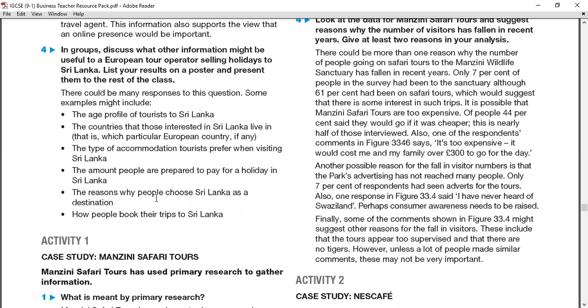I think those are the main tourist attractions in Sri Lanka. And also, how people book their trips to Sri Lanka: we can find out that 63% of the people booked online, and 17% from the travel agents so far. Those are the things that we can find. I think it's a good brainstorming session, the beginning of this lesson, to actually find out.